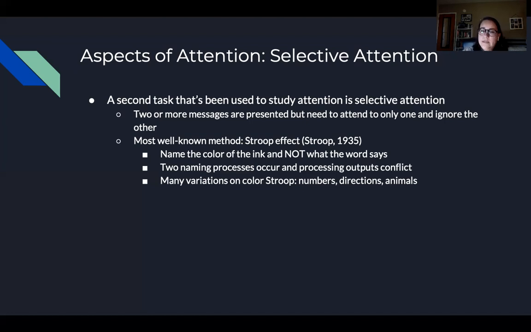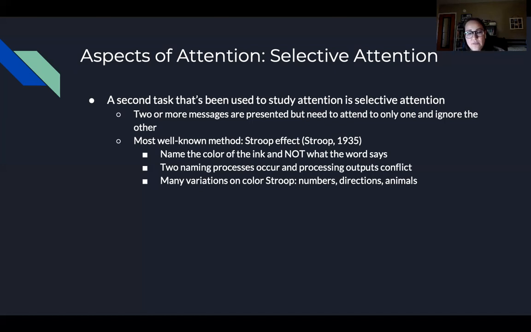And then lastly, the trial in which the Stroop effect appears is when participants are asked to name the color of the ink that the word is printed in and not actually what the word says. So the word red, R-E-D, might be printed in blue ink, or the word yellow is printed in brown ink.